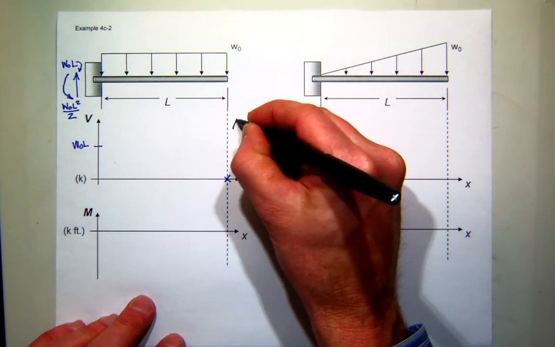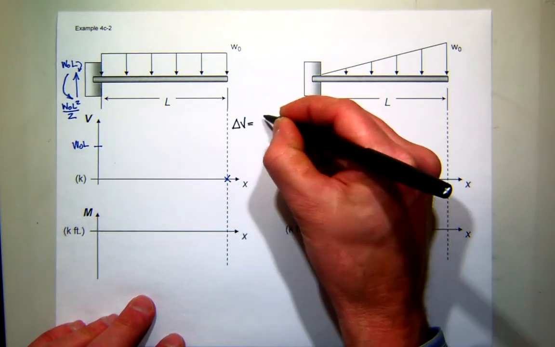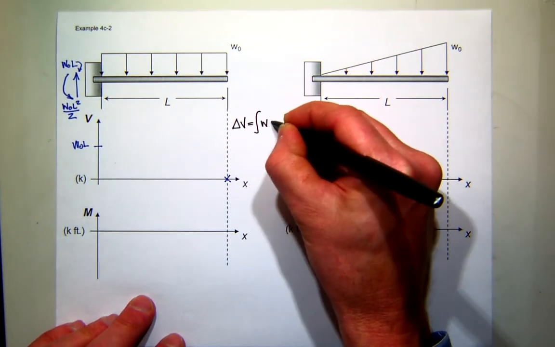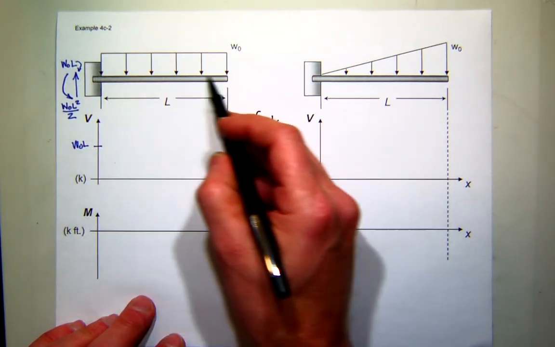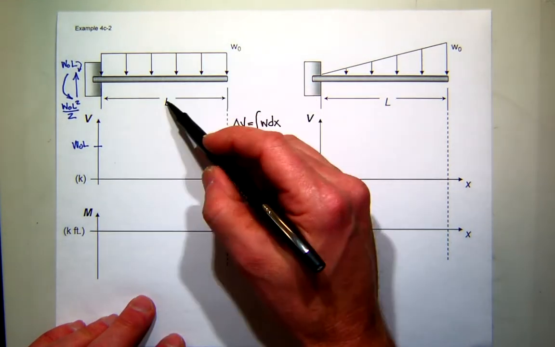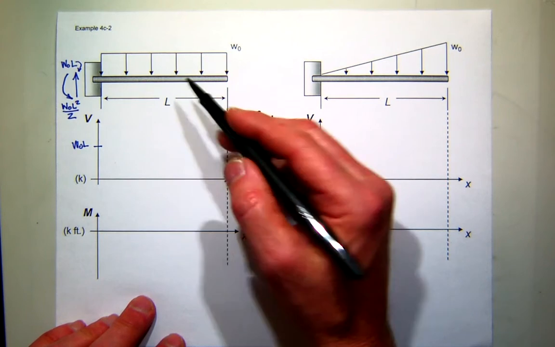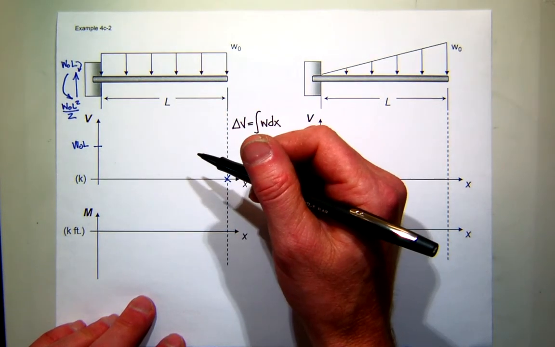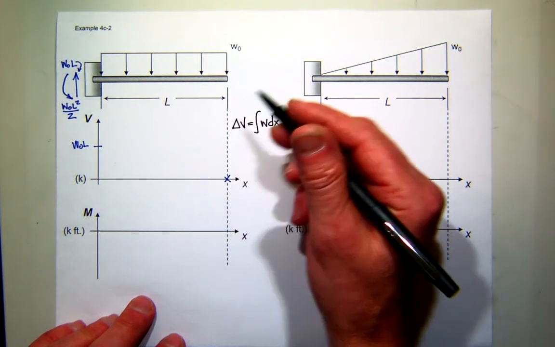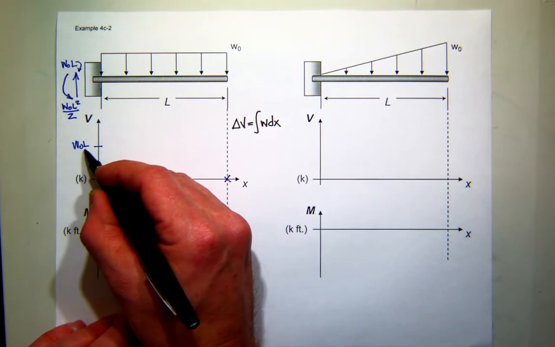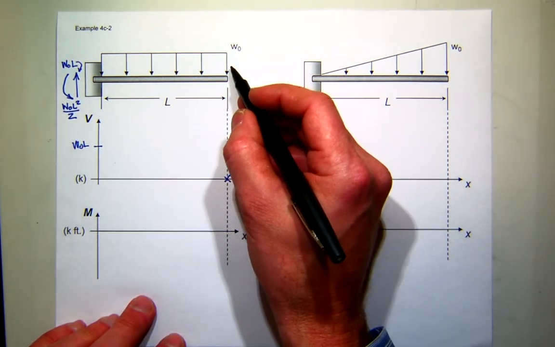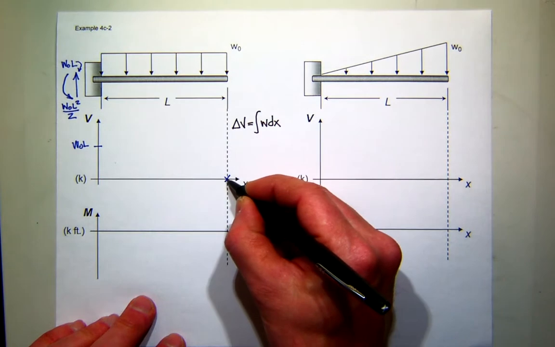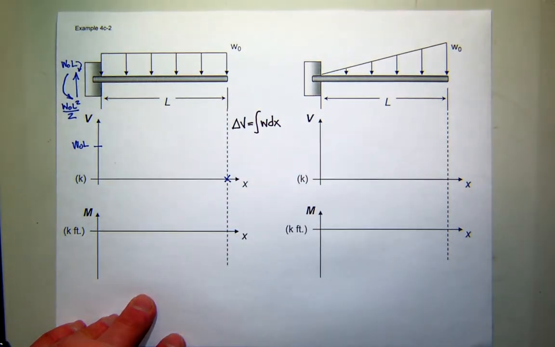So again, we know the change in shear is equal to the area under the load curve. What is the area under our load curve? W naught L. Is that a positive load or a negative load? It's a negative load. So if we start at W naught L and I subtract the change, which is negative W naught L, I get 0. So that's working.